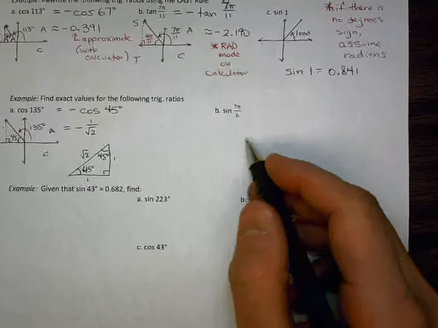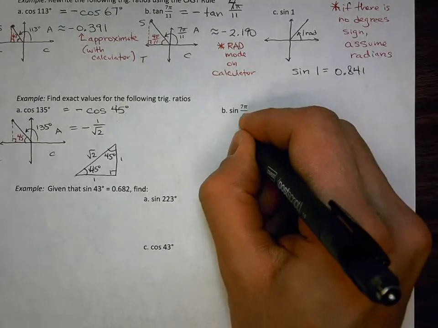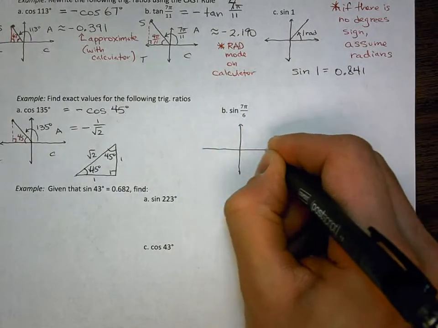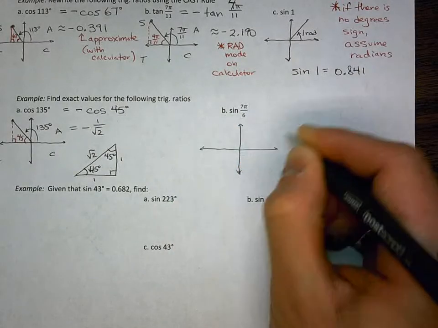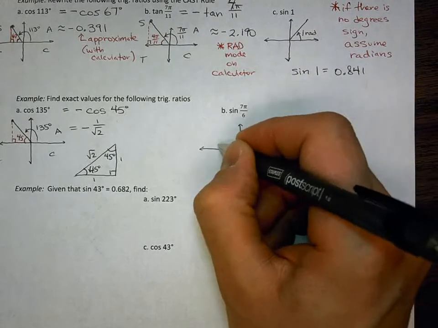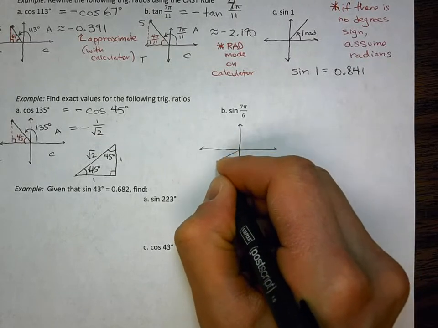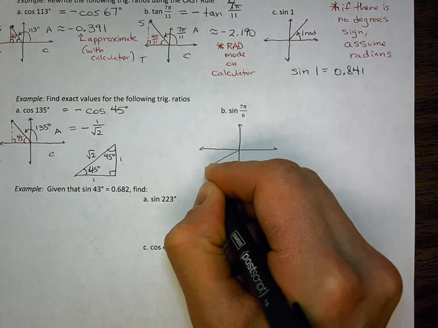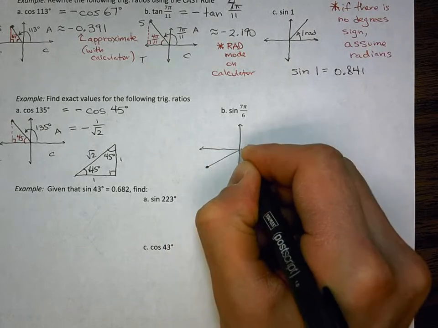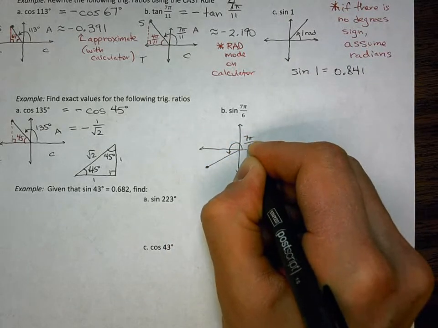Okay, let's do sine 7 pi by 6. So again, I'm going to do cast rule. Okay, so pi by 6 would be all the way to here, right? The 6 over 6 would be 1 pi, and then that's an extra pi by 6. So it's somewhere here. So this angle is 7 pi by 6.